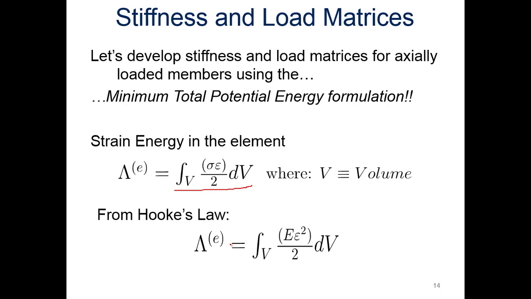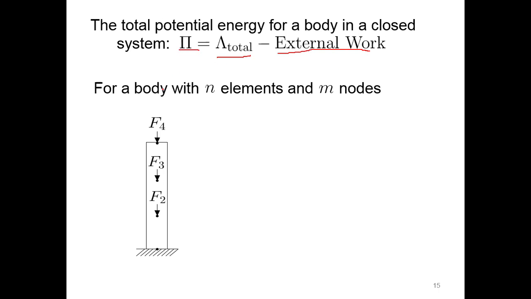From Hooke's law, we can substitute in for the stress our modulus times the strain, so then we get the modulus times strain squared. The total potential energy for a body in a closed system is the strain energy minus the external work that has been done. That's the total potential energy.